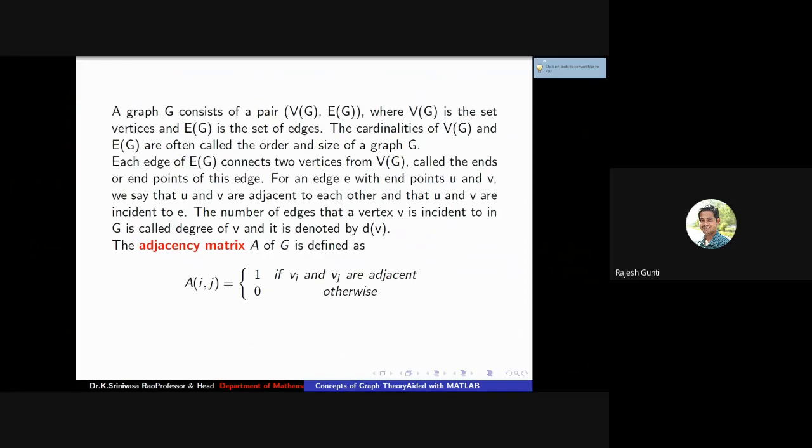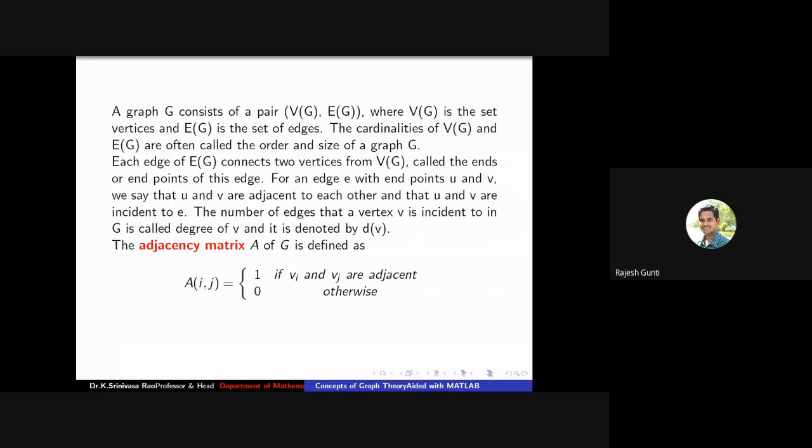So I will give a brief introduction about graph theory. Then I will move to MATLAB. According to discrete mathematics, a graph G consists of a pair V of G and E of G, where V of G is the set of vertices and E of G is the set of edges. The cardinalities of V of G and E of G are often called the order and size of the graph.